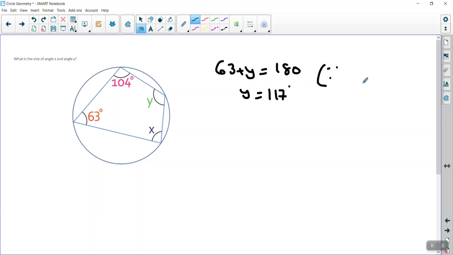And the rule is opposite angles in a cyclic quadrilateral. This is exactly what we did in the previous example, and you can practice that. Please make sure that you always mention the reason.